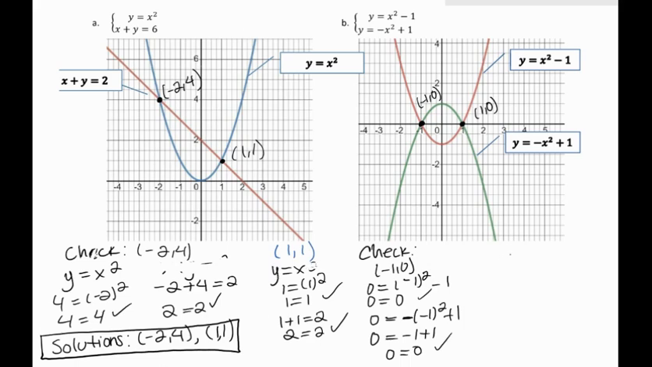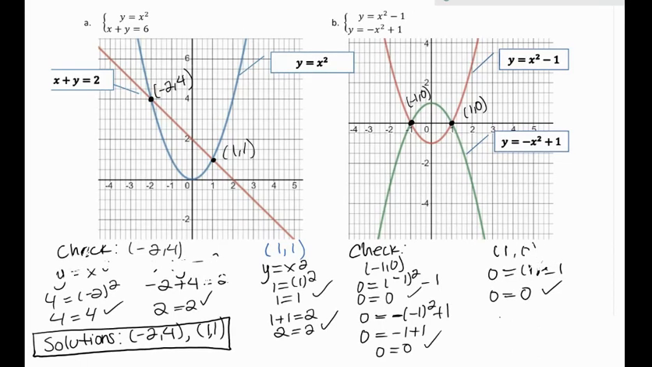Let's check the other point. The other point is 1 comma 0. So we have 0 equals 1 squared minus 1. 1 squared minus 1 is 0. So it's correct. For the second one, we have 0 equals negative 1 squared plus 1. So 0 equal to 0, correct. So my solutions are negative 1 comma 0 and 1 comma 0.